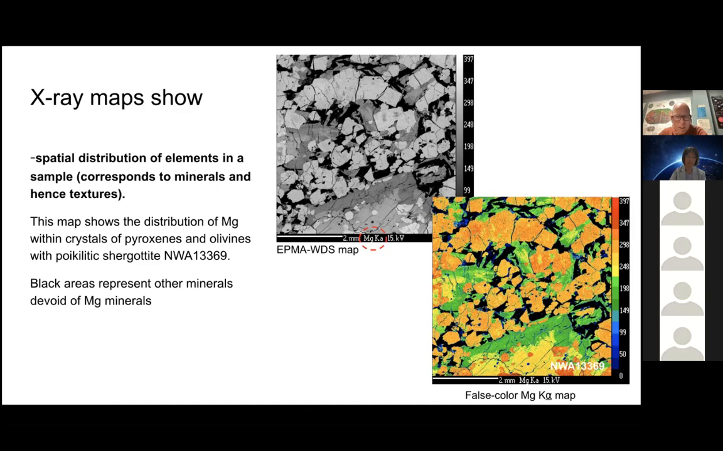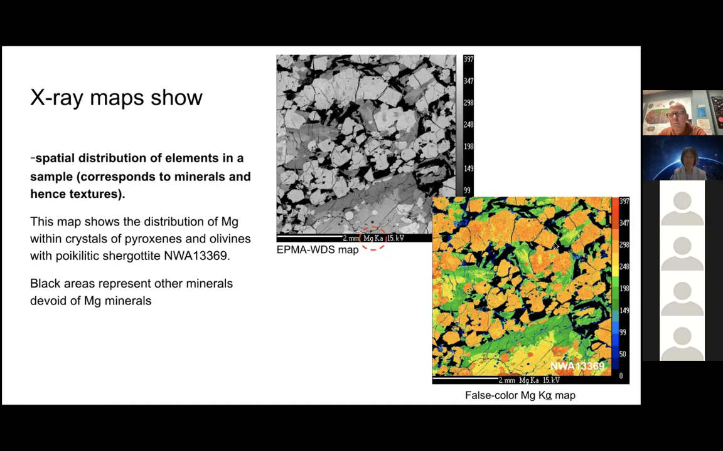So here we're looking at an X-ray map of the element magnesium, and we can see these bright grains are the mineral olivine, one of those magnesium iron silicates. We've got the dark areas which don't have any magnesium. That's likely the mineral plagioclase feldspar. And then we've got the areas of intermediate brightness that are the different varieties of pyroxene minerals.